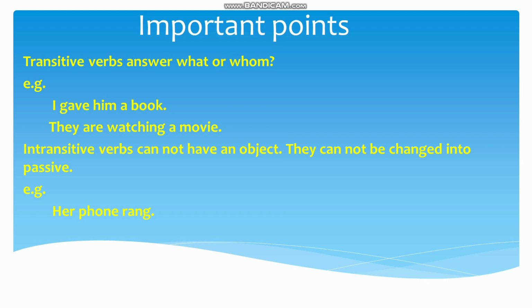Most important thing, intransitive verbs cannot have an object. ये बात मैं आपसे पहले डिस्कस कर चुकी हूँ. And they cannot be changed into passive. जो इंट्रांजिटिव वर्ब्स होते हैं उनका पैसिव नहीं बनाया जा सकता. For example, he goes to school. Mostly we try to make the passive of that intransitive verb, like he goes to school.